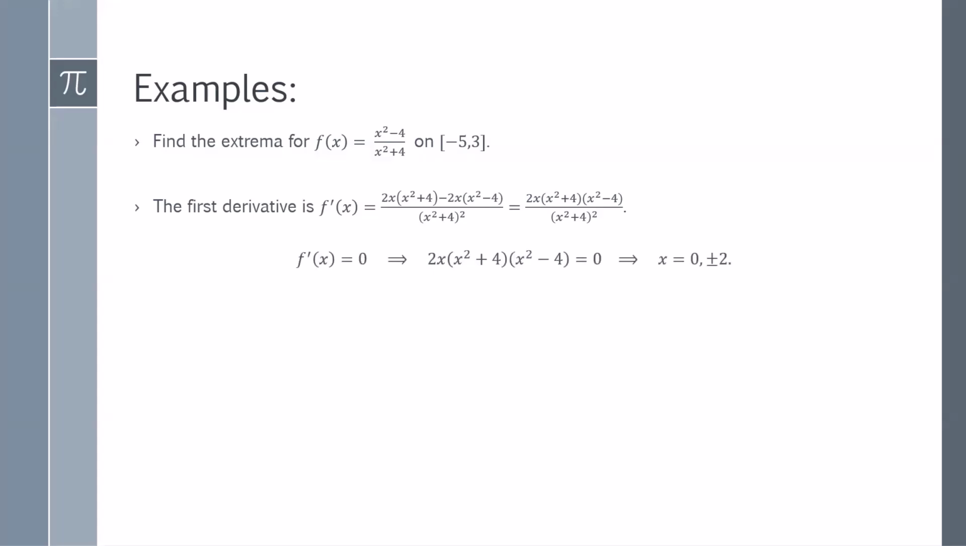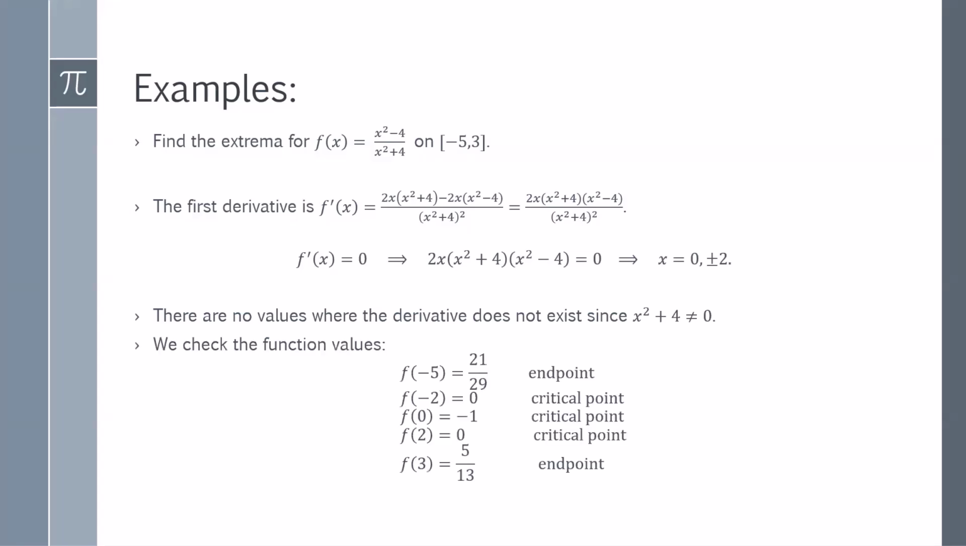f'(x) is equal to 0 where the numerator is equal to 0. These values occur at x = 0, +2, and -2. There are no values where the derivative does not exist, since the denominator, x² + 4, is never equal to 0. And so we go ahead and check our critical values, 0, ±2, and we check our endpoints.